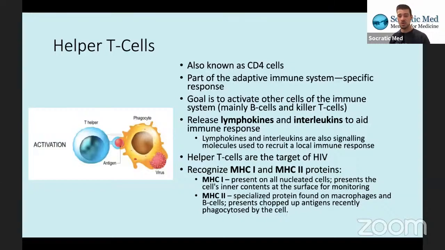And MHC2 are specialized proteins that are found on macrophages and B cells, and they present chopped up antigens recently phagocytosed by the cell. So MHC1 is on all nucleated cells, and it just presents the inner cell's contents at random. MHC2 is specifically for phagocytic cells. They take it in, they chop it up, they digest it, and they knowingly show it to the outside, knowing that it's a virus, knowing that it's a pathogen. So the two are a little bit different. MHC2 is not present on all nucleated cells. MHC1 is.